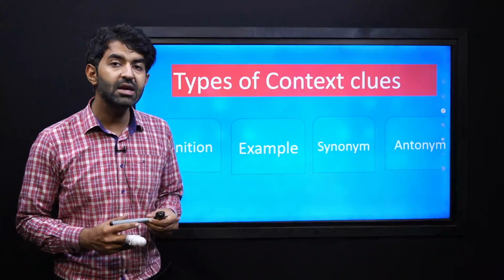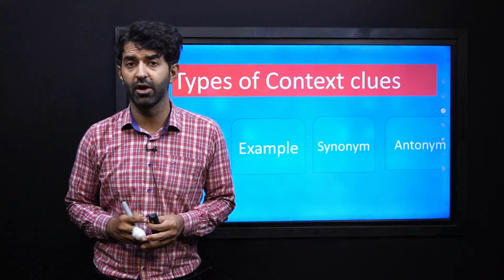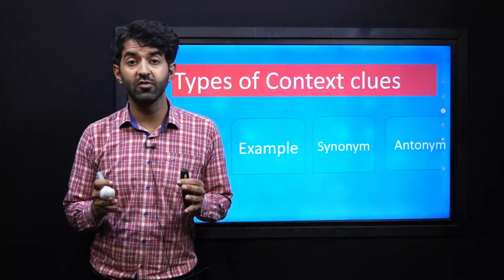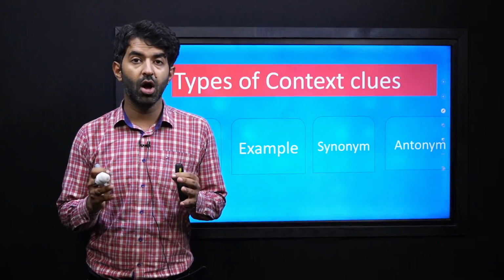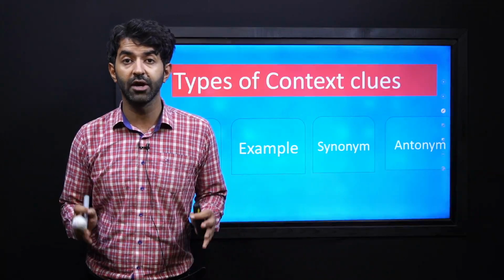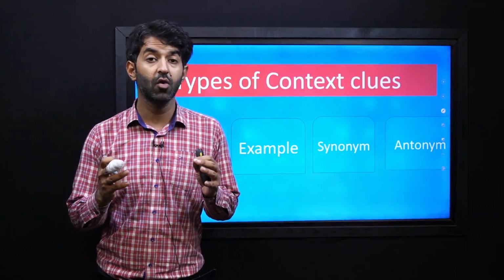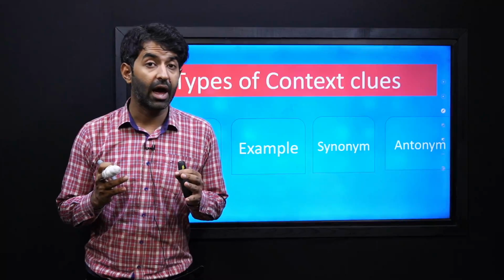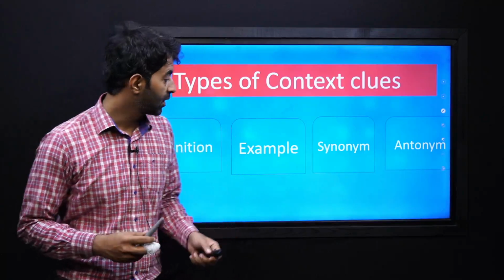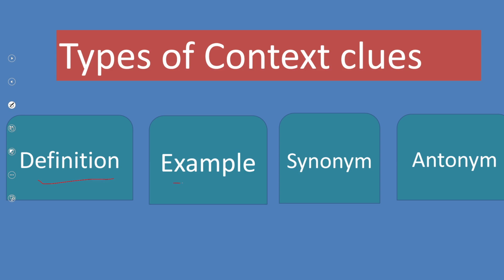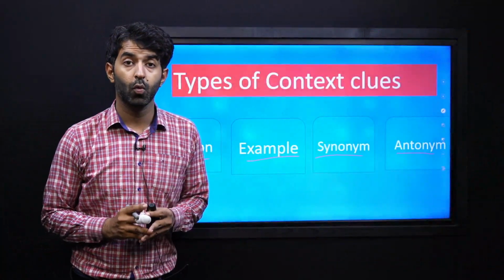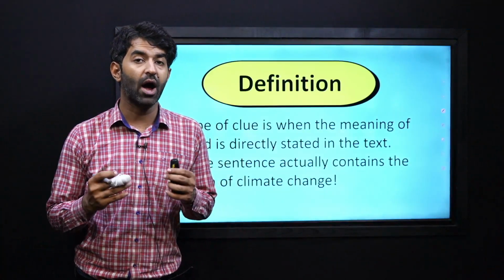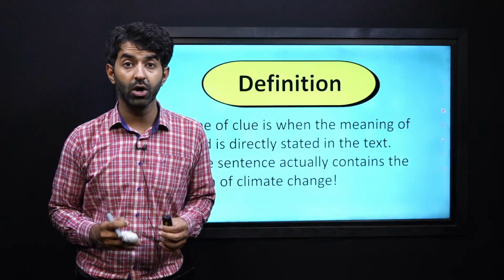Now, let's see how many different context clues there are. Knowing about these different types is very important because there are different kinds of hints in the text. So, we need to be very well aware of those context clues in order to identify our unknown word. They are definition, example, synonym, and antonym. Now, let's look at them one by one with examples to understand how they work.